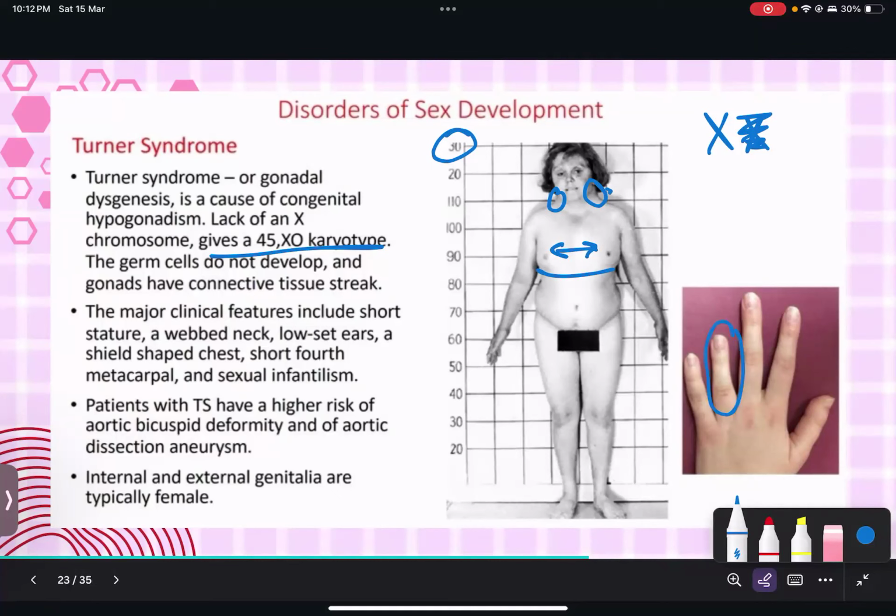So usually you can see that the first, second, and third metacarpals are normal, and then the fourth and maybe the fifth one are short. Okay, this is how parents or pediatricians usually diagnose the patient or the kid with this syndrome. Okay.